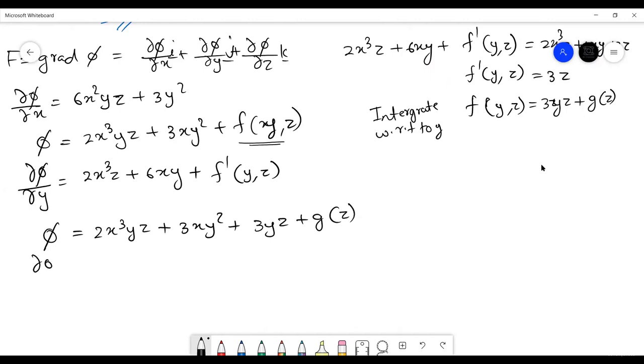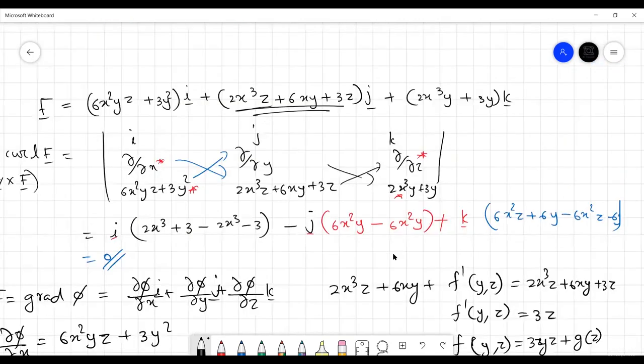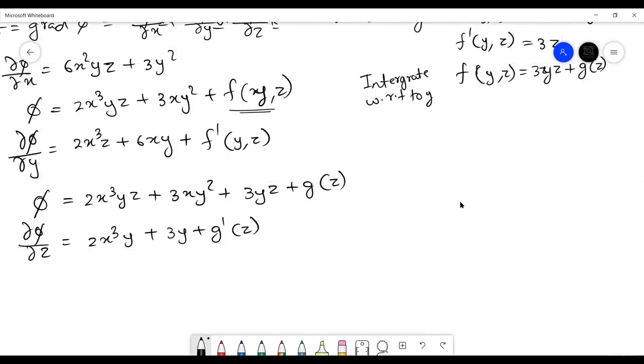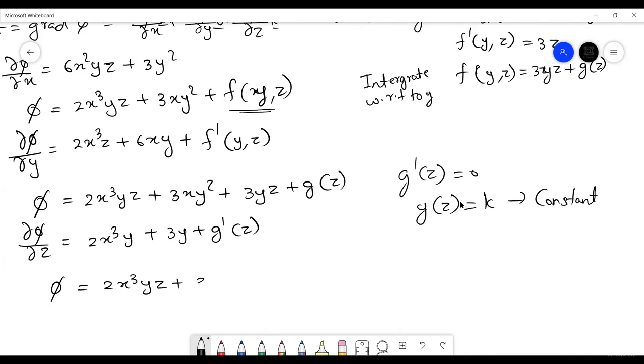Again, we'll partially differentiate this with respect to z. So we'll get 2x³y + 0 + 3y + g'(z). Again, comparing this with this part, you can see 2x³y + 3y. So in that case, g'(z) is 0. So g(z) is a constant. So k is a constant here, any new number. So φ is equal to 2x³yz + 3xy² + 3yz + k. So that is our scalar potential function, right?